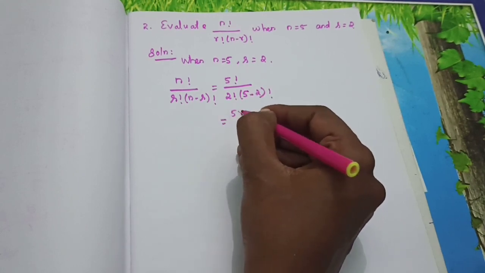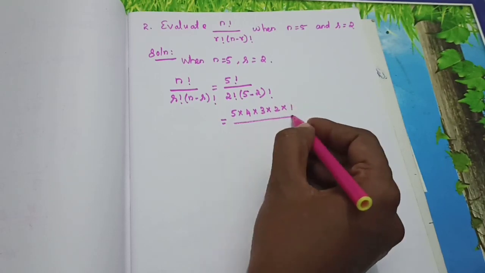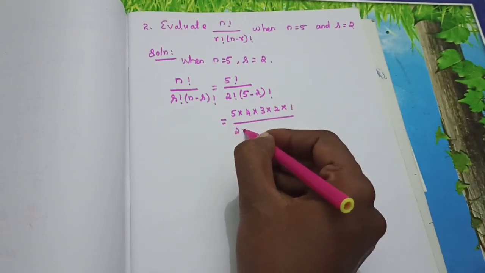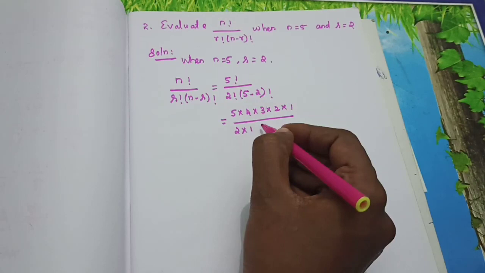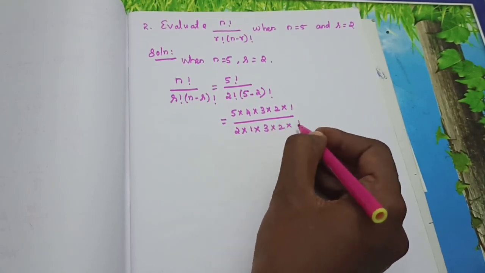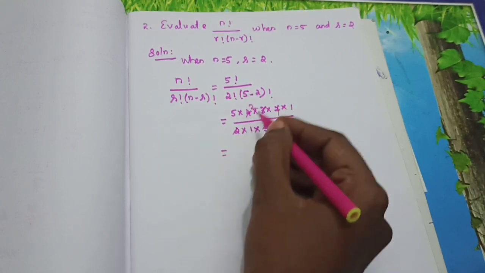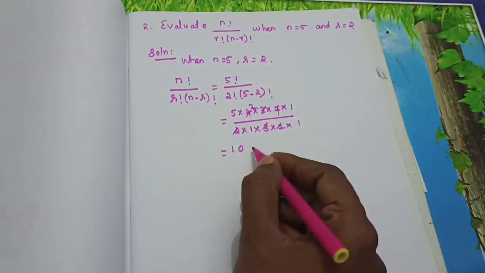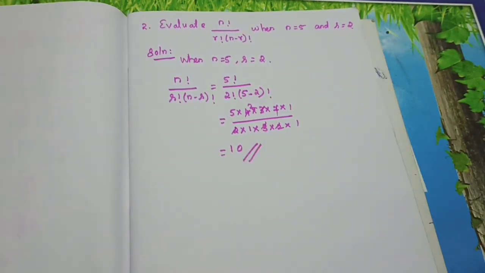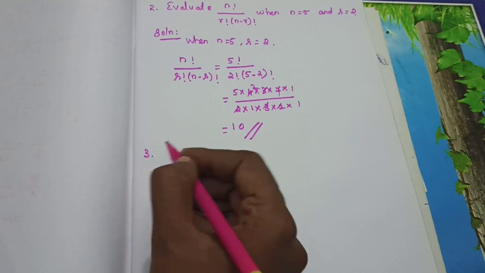That's equal to 5 factorial. How will you write it? 5 into 4 into 3 into 2 into 1. Correct? Then 2 factorial, how will you write? 2 into 1. 5 minus 2, how much will you get? 3 factorial. How will you write 3 factorial? 3 into 2 into 1. Cancel all the terms. What's the balance? 10. So what's the answer? 10. Understand? Very easy. Okay, let's move to the next question.